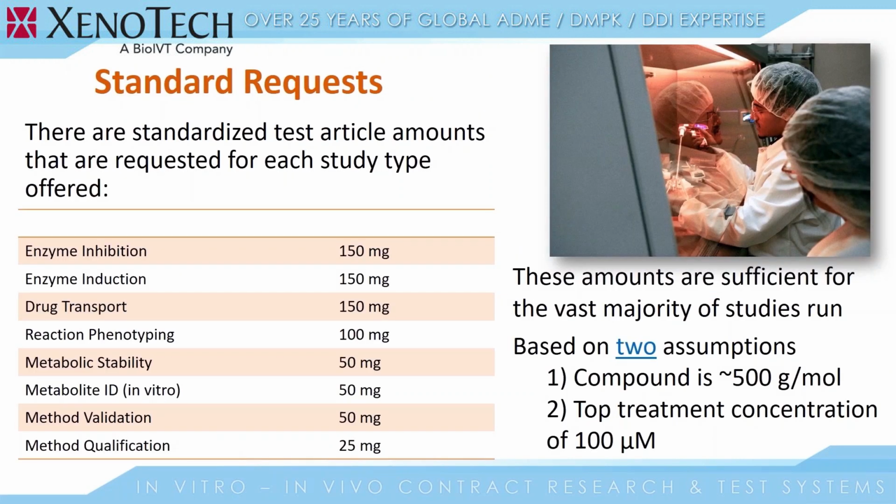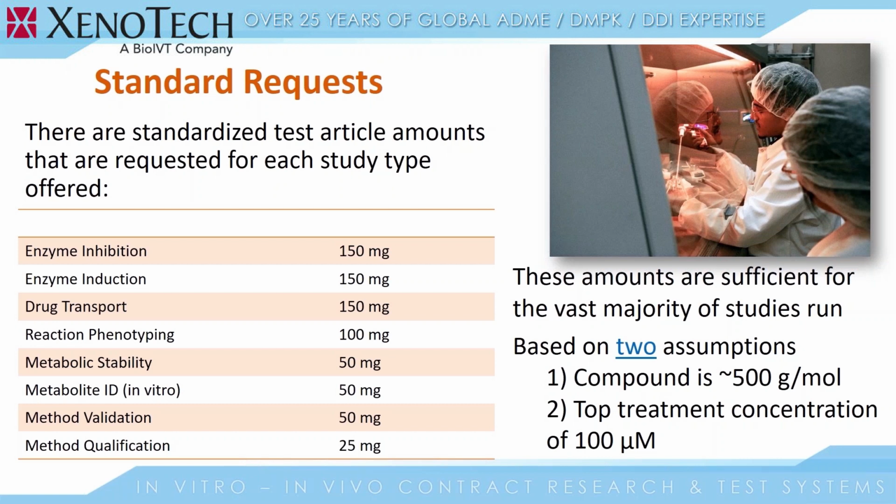We have typical amounts that we would request for a given study type. For example, for enzyme inhibition, induction, or drug transport, we typically request 150 mg of compound. And that's generally a safe bet, but it's not a catch-all. And like we just discussed, there are other things that can influence that and maybe increase the amount or decrease it significantly.